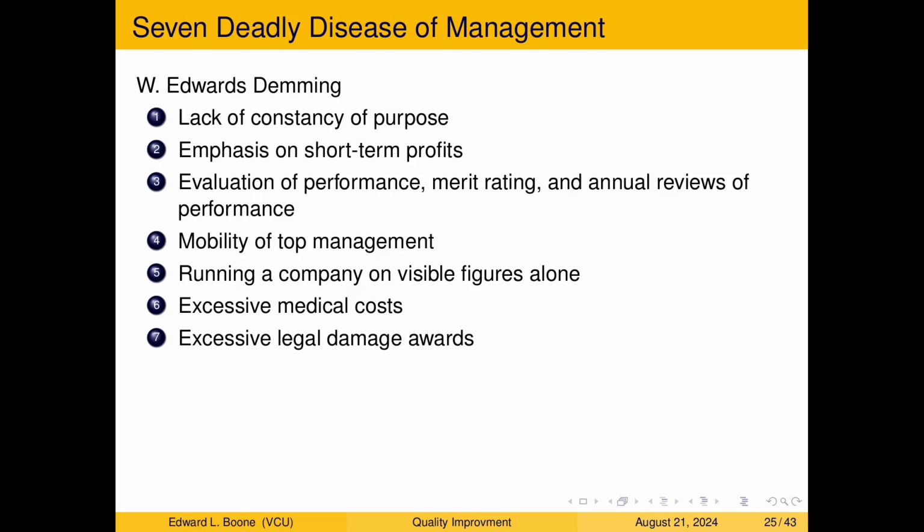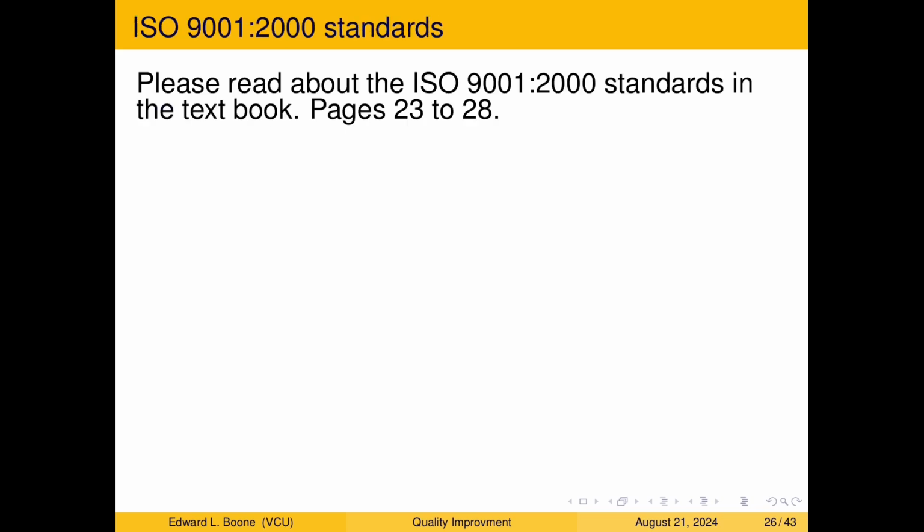If it costs a lot of money for your company to have health insurance, that's really going to cause problems. Also, excessive legal damage awards. If you're producing defective parts or products and you make a toaster and it burns people's houses down, they're going to sue you, and there's going to be class action suits. So you don't want to have that happen. So producing something of quality will avoid that.